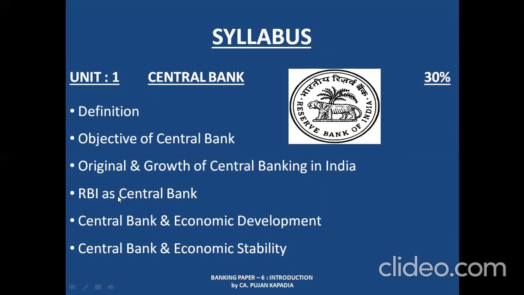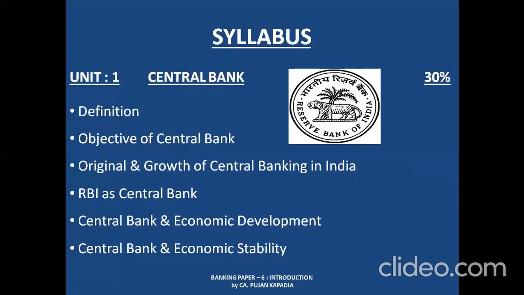Fourth is RBI as a central bank. In this topic, we are going to study several functions that are being performed by the RBI as a central bank of our country. It can be issuing the monetary notes, it can be regulating the money supply in the economy, it can be taking care of the entire banking system of the nation, and many more points. We will look into the same in detail when we go to that particular chapter.